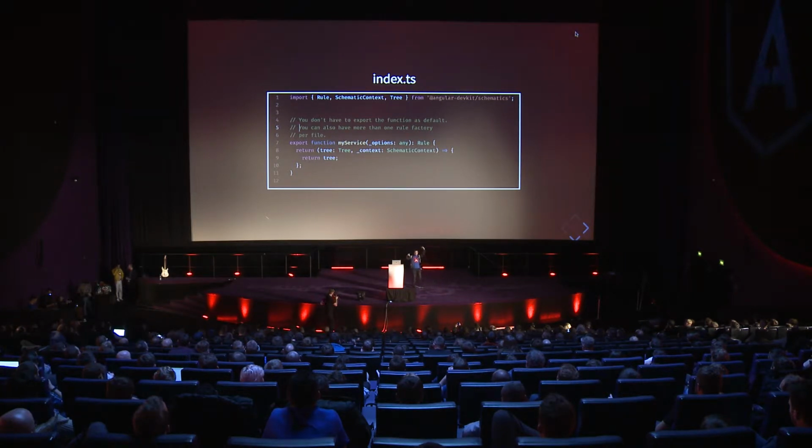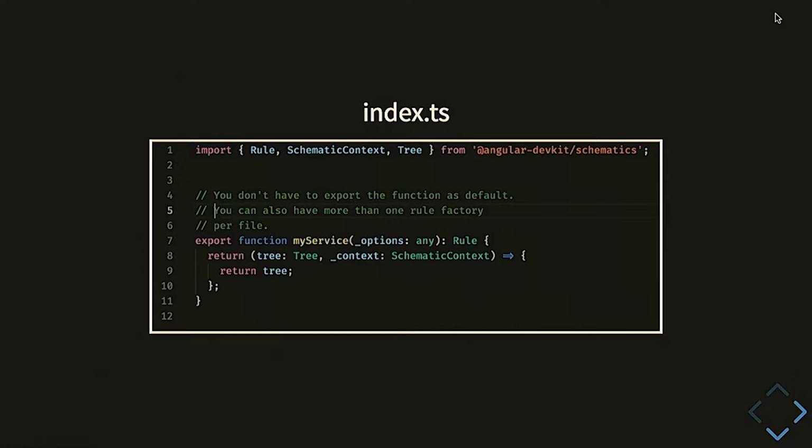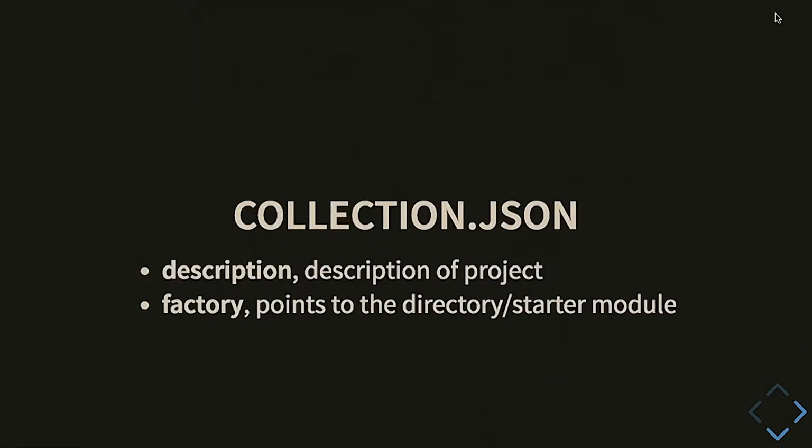Now, that's the outer function. The inner function is simply something that returns a function, right? Looking at the inner function here, we see two different parameters. One being the tree, where we're going to do changes upon it, and the other one being a schematics context. Now, this one doesn't actually do anything. It just returns the tree. So if we run this, our end result is nothing.